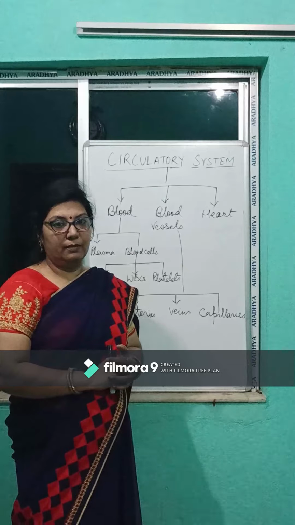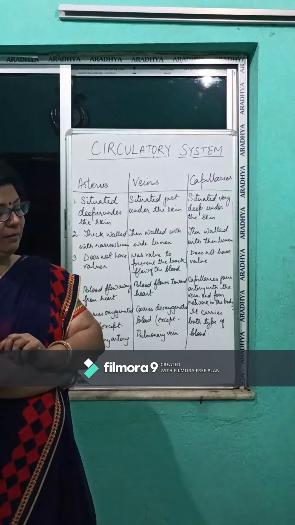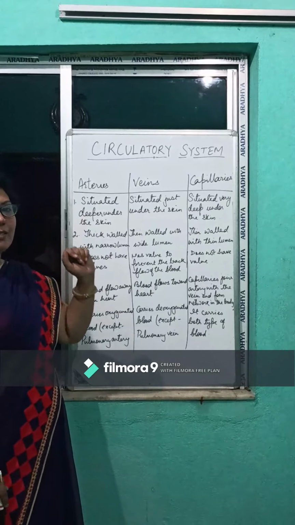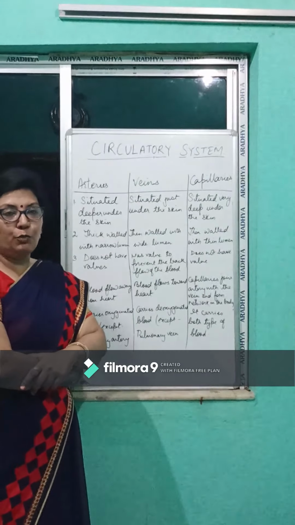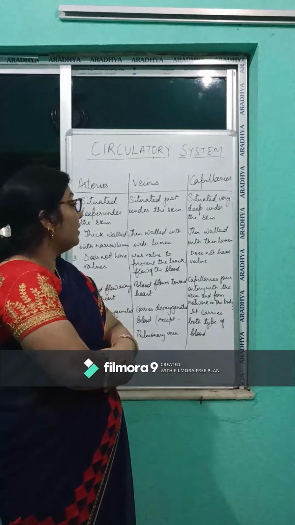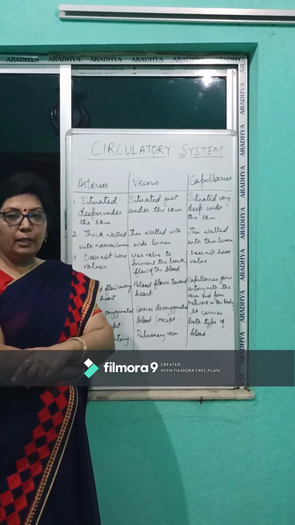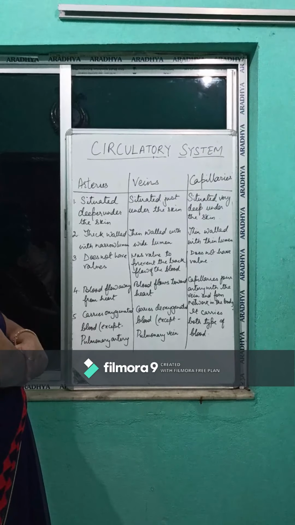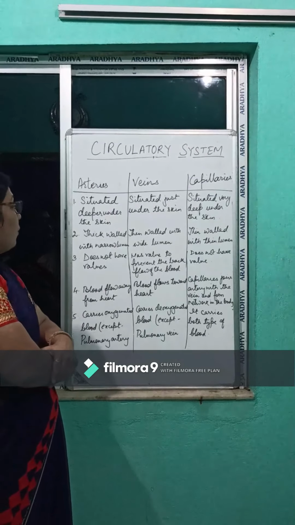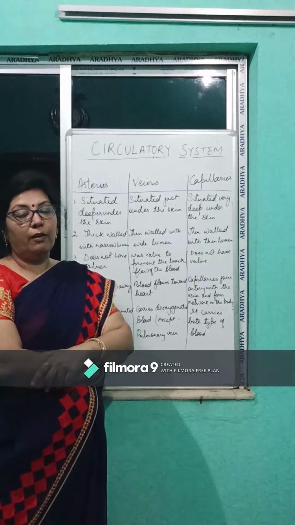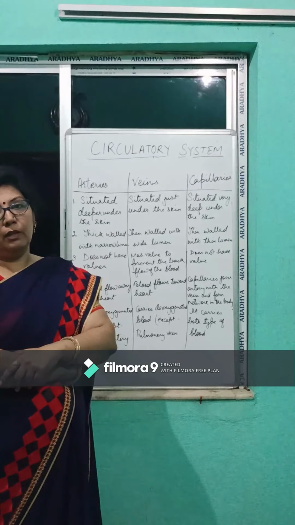Then comes capillaries. Now let's know the differences between arteries, veins and capillaries. First, arteries are situated deep under the skin, whereas veins are situated just under the skin, and capillaries are situated very deep under the skin. Second point is, arteries are thick-walled with narrow lumen, whereas veins have thin-walled with wide lumen, and capillaries are thin-walled with narrow lumen.